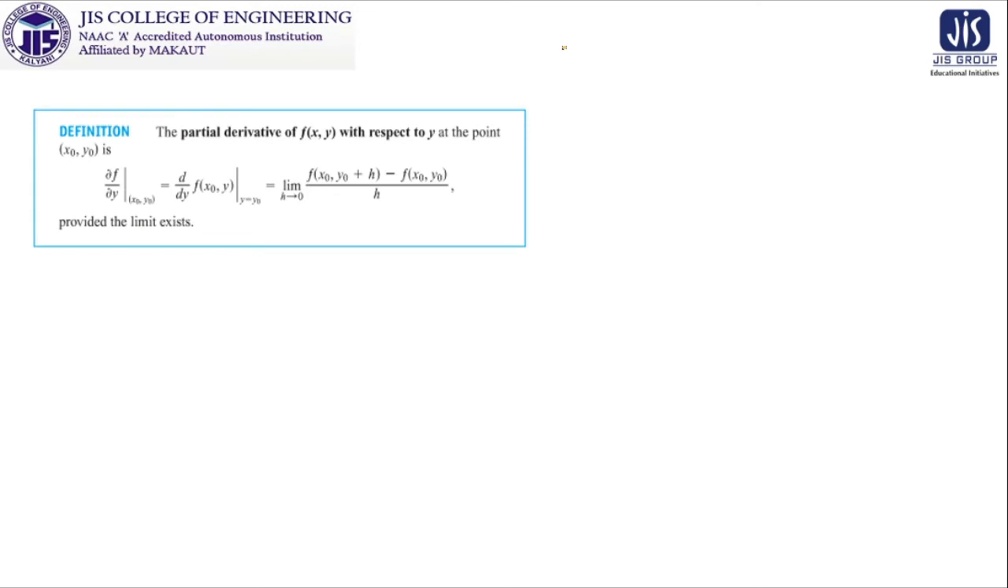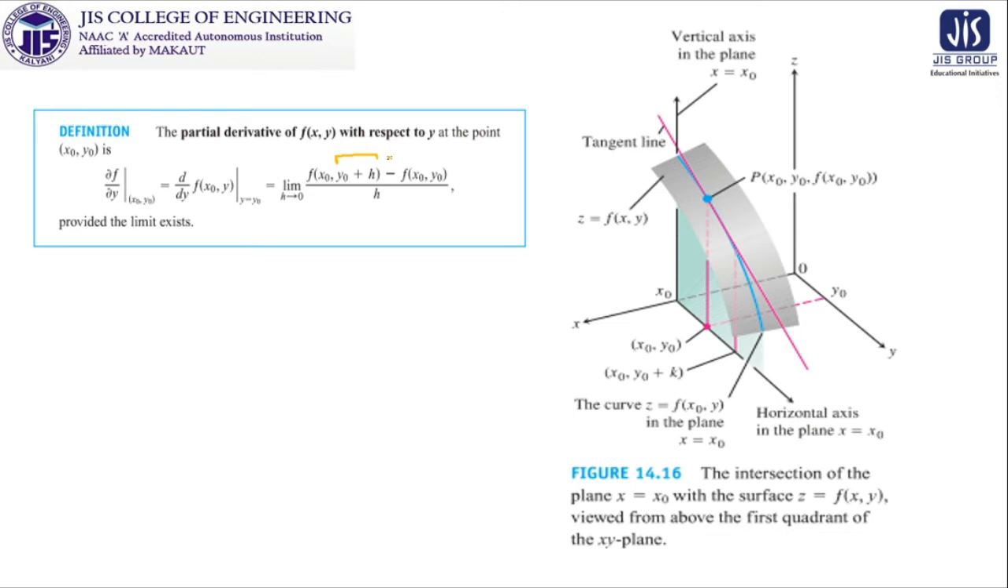The reverse one will be this one, that the partial derivative of f(x,y) with respect to y will be nothing but the change of the function with respect to the y direction, keeping x constant. That is why this h is added with y0, but x0 is kept as constant, and the pictorial representation gives us the alternation of the previous one.